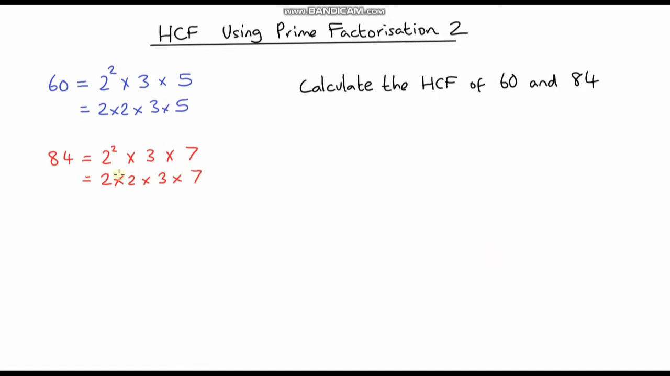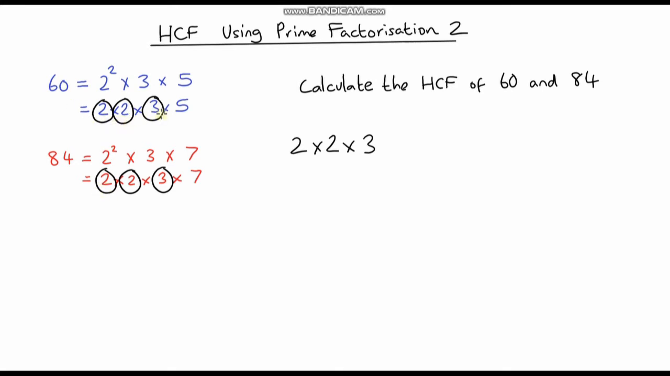Now to calculate the highest common factor of 60 and 84, we just need to identify which prime factors both numbers have in common. So we can see that they both have a 2 in common. So we can write down 2. But they also have another 2 in common, so they have a 2 times 2 in common. That's not all they have in common. They also have a 3 in common. So in total, they've got a 2 times 2 times 3 in common.